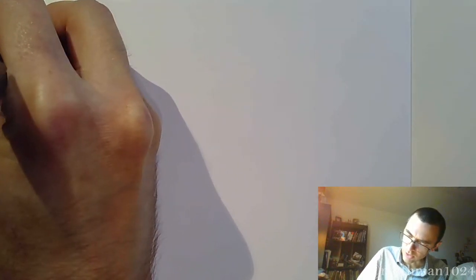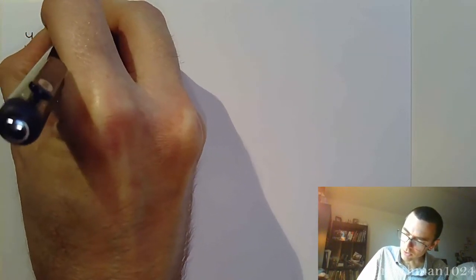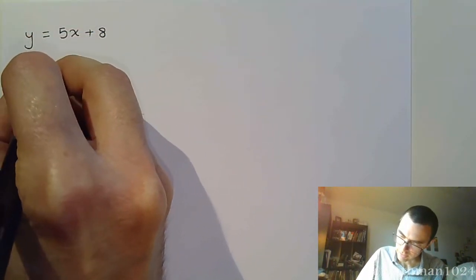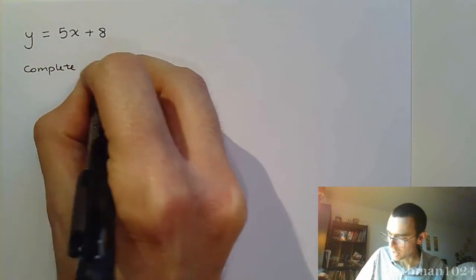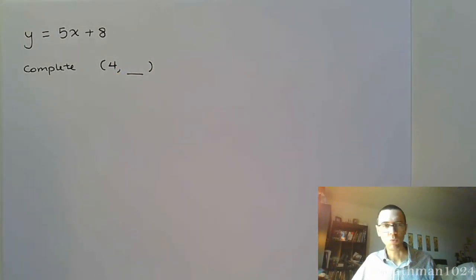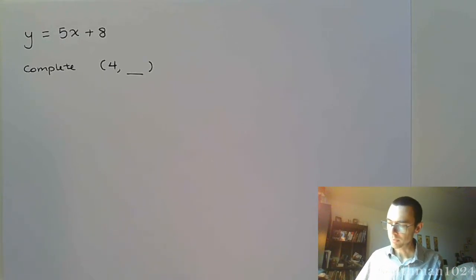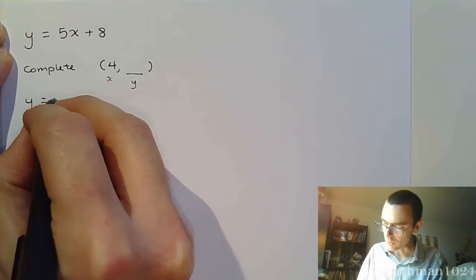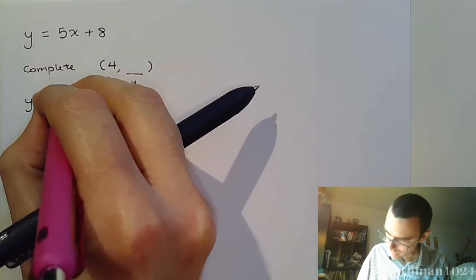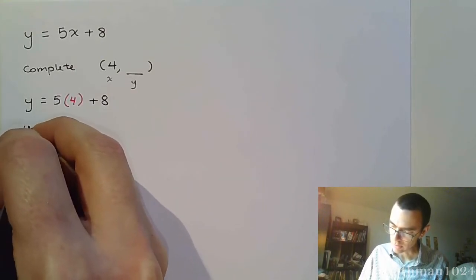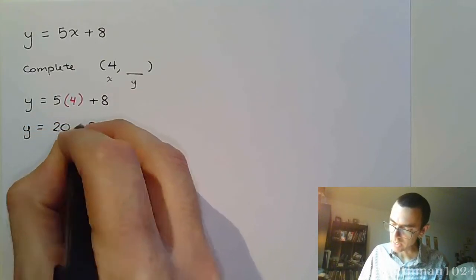So in the past, we would have done something like this. y is equal to 5x plus 8. And if I say complete the ordered pair 4, comma, something. If you saw this in my math lab and it said, what's the other part of the ordered pair? You know that means you are given x and you need to find the y. And so you would say y equals 5, replace the x with 4, plus 8, y equals 20 plus 8, which gives us 28.